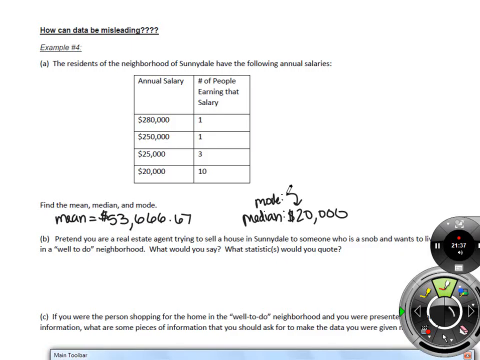Here I am. I know the data for the neighborhood. If I'm a real salesperson, okay, put morals and ethics aside for a minute. If I'm a real salesperson and I want to sell to this person who wants to live in a well-to-do neighborhood, what piece of data here would I quote them? Savannah.